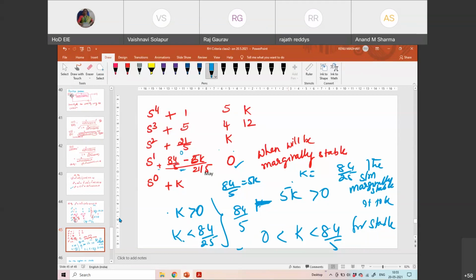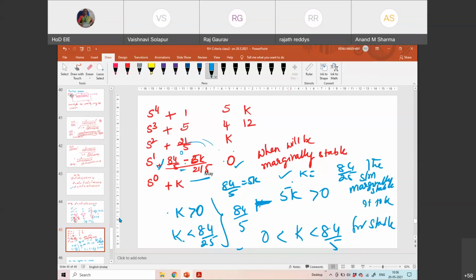You said s to the power of 0, but that will not suffice the condition of all elements 0. You can make this equal to 0, because there is an equation which is unknown. Then this is 0, this is 0. So when k is equal to 84 by 5, the system is marginally stable. When k is greater than 84 by 5, the system is going to be unstable.